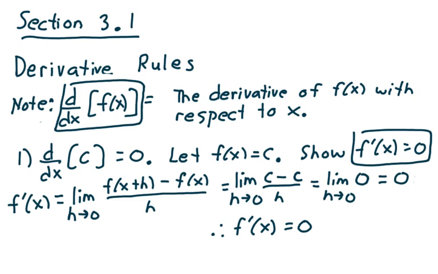But remember that c minus c is equal to 0, and 0 divided by h. Remember, h is not 0, h is approaching 0. And so 0 divided by h is, in fact, 0. So this can be written as the limit as h goes to 0 of 0, which is equal to 0. And so that says that f prime of x is in fact 0, which is what we wanted to show. And in fact, we can use the definition of the derivative to verify all of these rules that I'm going to go over here.